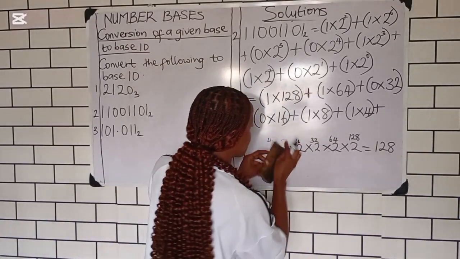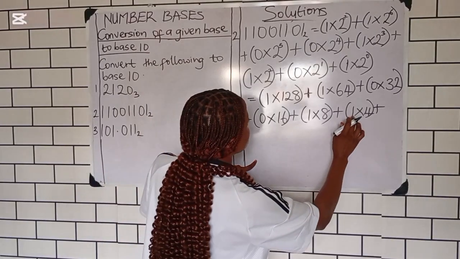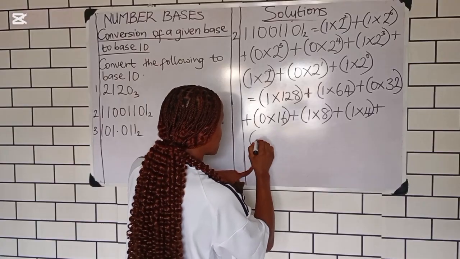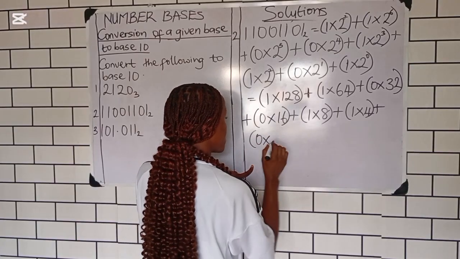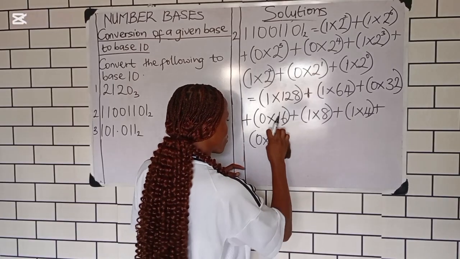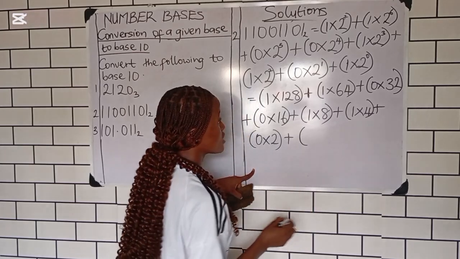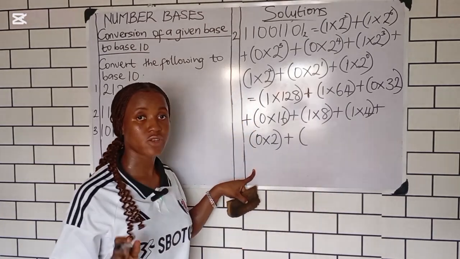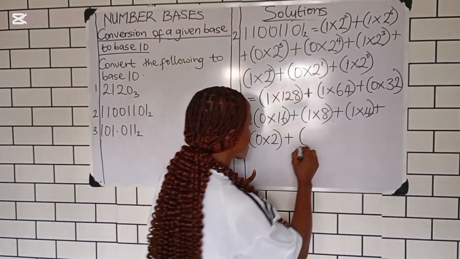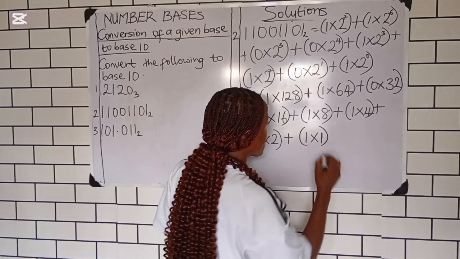We clean this one so that we see more space. 2 raised to power 2 here is 4, plus bracket, 0 times 2 raised to power 1 is 2. Have your 2, close bracket, plus open bracket. Remember what I told you, any number raised to power 0 is automatically 1, one of the laws of indices. You have your 1 times 2 raised to power 0 is 1 already. You have your 1 bracket.